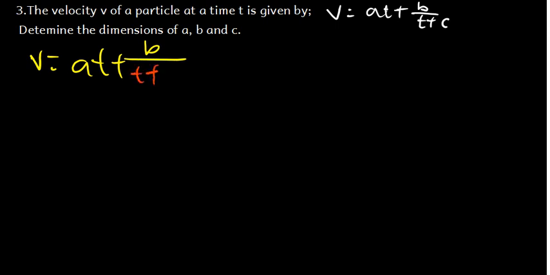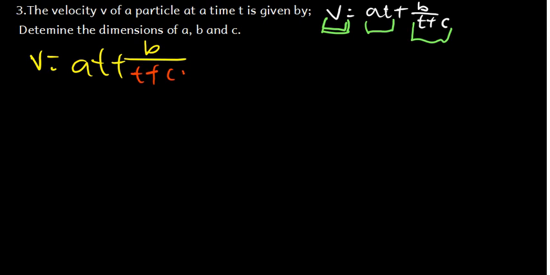t plus c. Now, they want us to determine the dimensions of a, b, and c. When it comes to any formula or expression where we want to determine the dimensions, what we normally do is this. According to the rules of dimensional analysis, we only compare this with this, and then next we compare this part here with this. We don't take the whole expression.